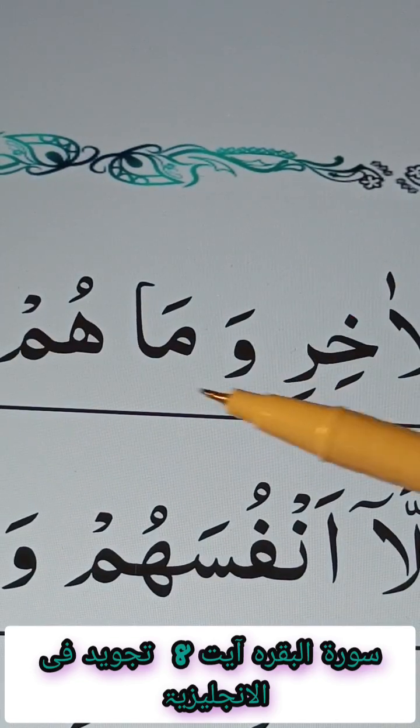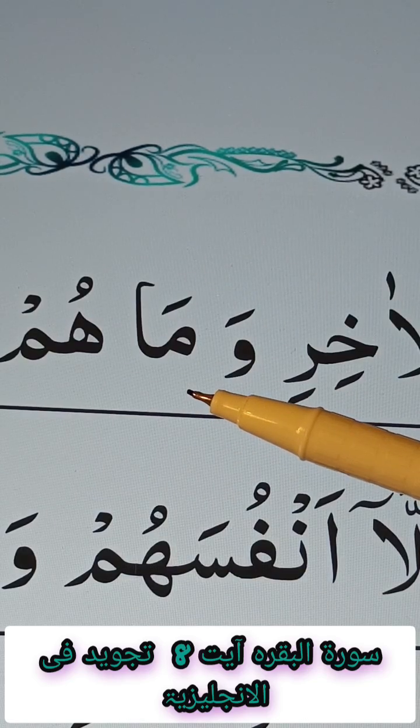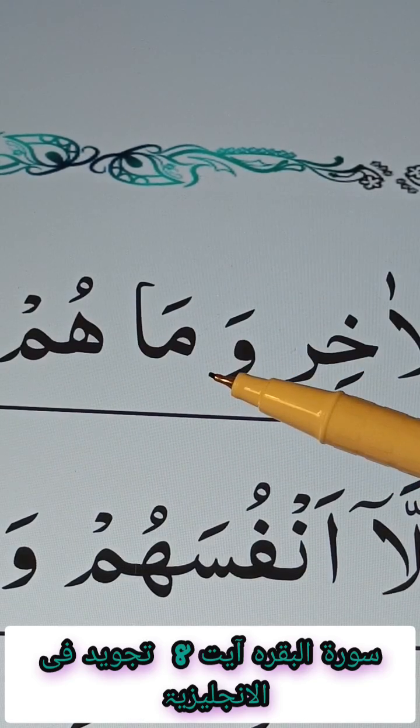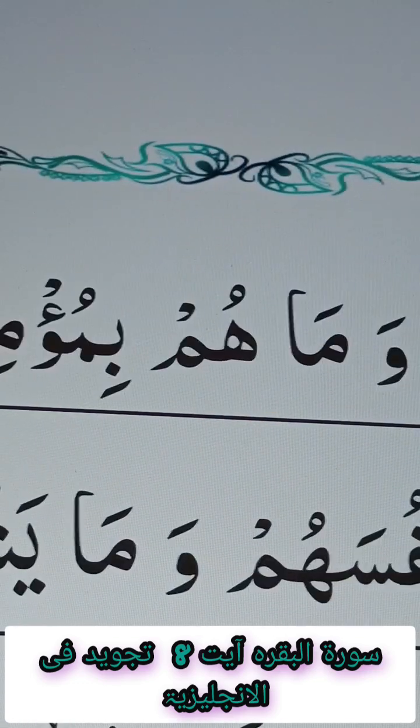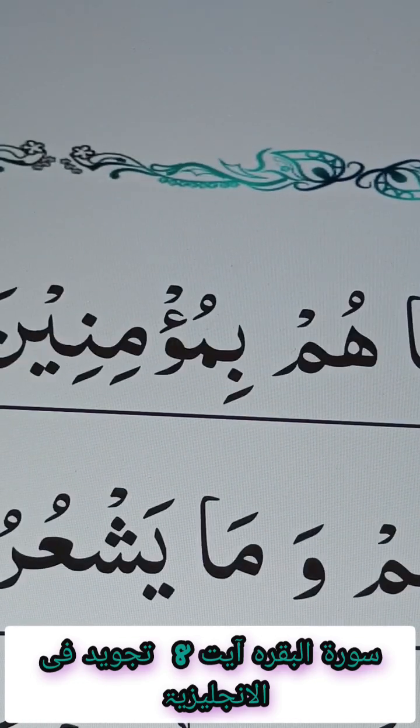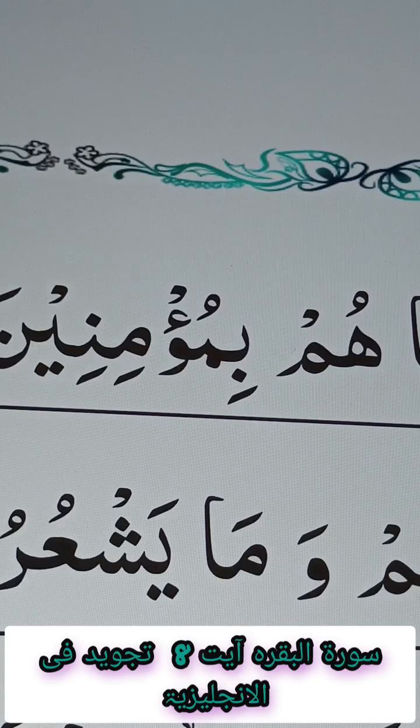Wama. Wama contains another rule which is called alif madda. When fatha comes before alif, you stretch alif up to one alif. Wama hum bimu'minin. Why am I taking the meme sound into the nose and stretching? Because when after meme sakina the next letter is ba, you take the meme sound into the nose and stretch up to one alif. This is called meme sakin gunna ikhfai shafawi.